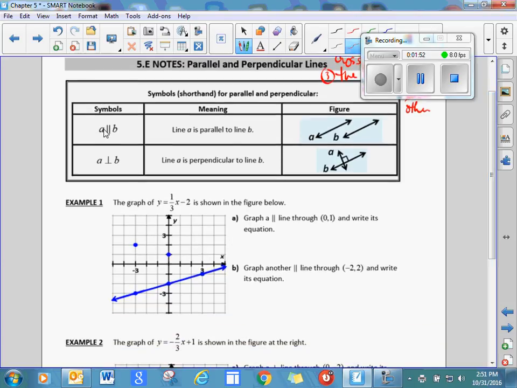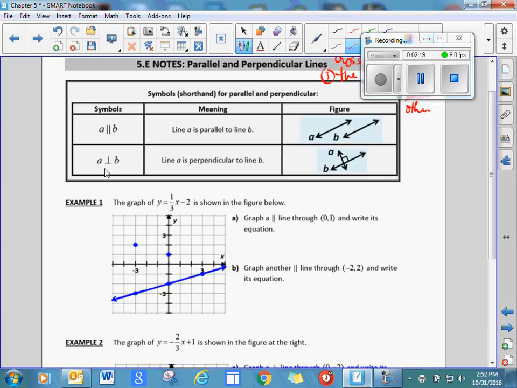So we've got some special symbols for perpendicular and parallel. You may be familiar with them. Mathematicians are full of symbols because we don't like to write. We like shorthand much better. So this means parallel. Line A is parallel to line B. This is what it looks like. They're equidistant apart, so they never touch each other.